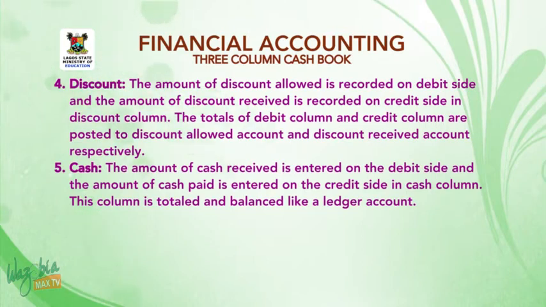Number 5, cash. The amount of cash received is entered on the debit side and the amount of cash paid is entered on the credit side in the cash column. This column is totaled and balanced like a ledger account.